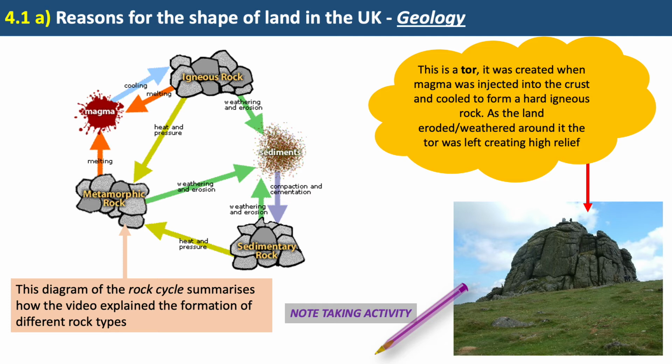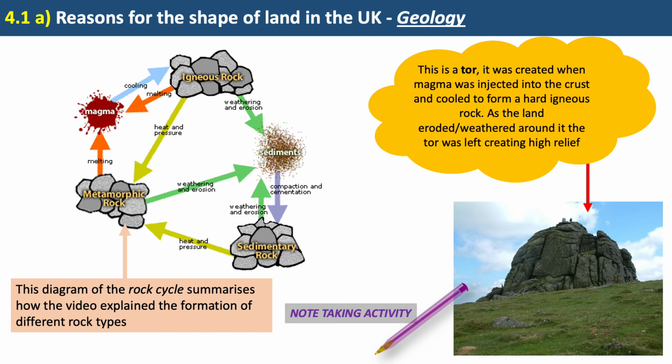But it was created because we have a more resistant rock surrounded by less resistant rock. So magma, a long, long time ago, was injected into the crust and cooled to form igneous rock. As the land around it was eroded, because it was less resistant, okay, that tor was left there. So we've got this high bit of land there on the tor.